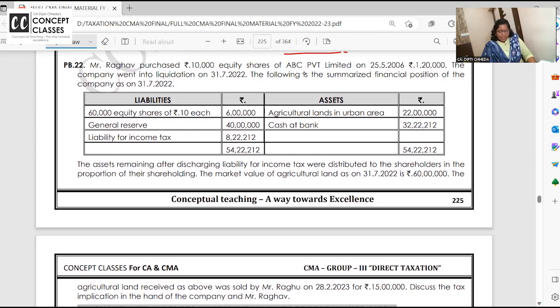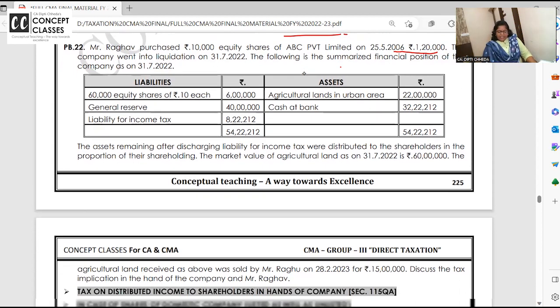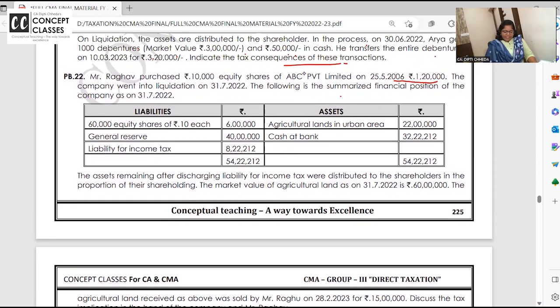Okay? Chalo. Raghav purchased 10,000 equity shares of ABC in June 2006 and the company went into liquidation. Following is the summarized financial position of the company as on July 22. Liabilities are given, assets are given, reserves are there, liability for income tax is also there. Assets remaining after discharging the liability for income tax are given to shareholders proportionately. So how many shares are there? Total 60,000. How many does Raghav have? 10,000. So he will take 1/6 of the shares.